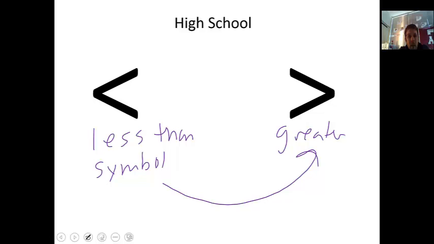A way to remember this is the one that has the L, the one that looks like an L, can spell the word less. So if you turn your head sideways a little bit, you'll notice that this spells less. I don't know any other way to remember greater than. Just remember that the one that doesn't look like an L is greater, okay?